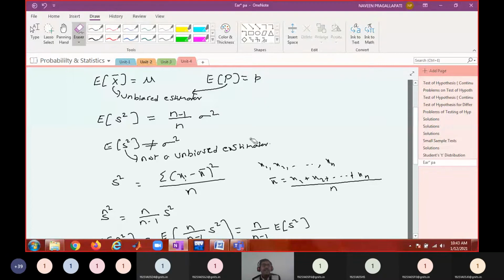Okay, for a large sample, it doesn't matter whether you take s cap square or s square. We don't bother much about which one we are taking. That's why I did not mention this in sampling. And also we did not compute any sample variance using this formula, whatever the value is actually given in the problem. Okay, standard deviation value is given.